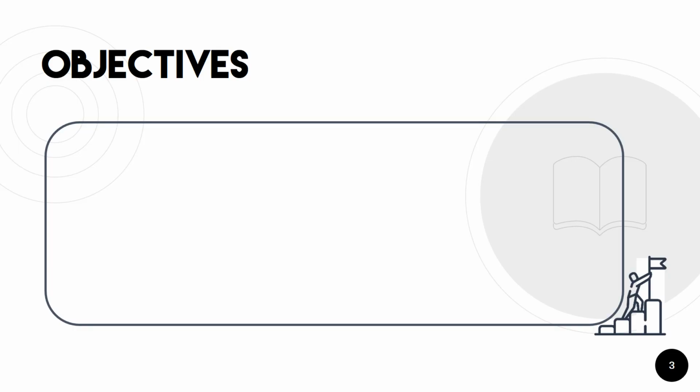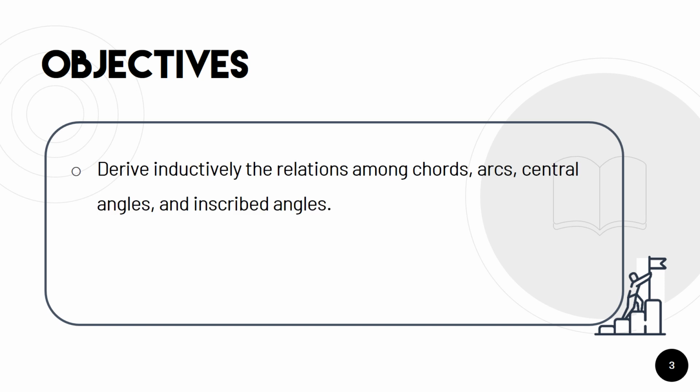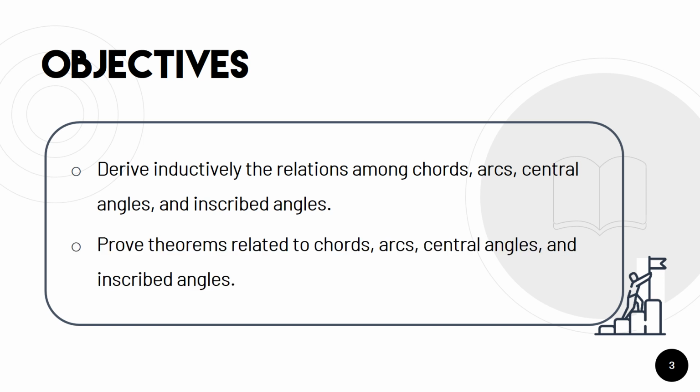Our target for these lessons are to derive inductively the relations among chords, arcs, central angles, and inscribed angles, and prove theorems related to chords, arcs, central angles, and inscribed angles.